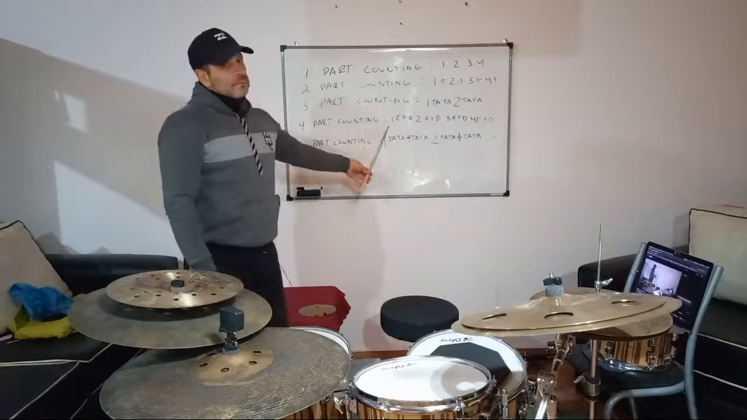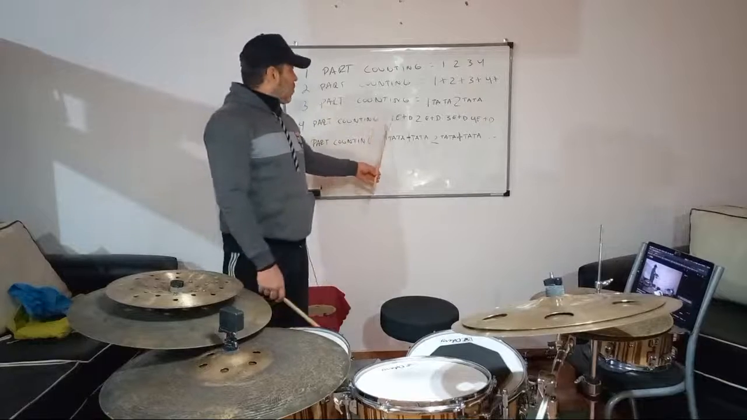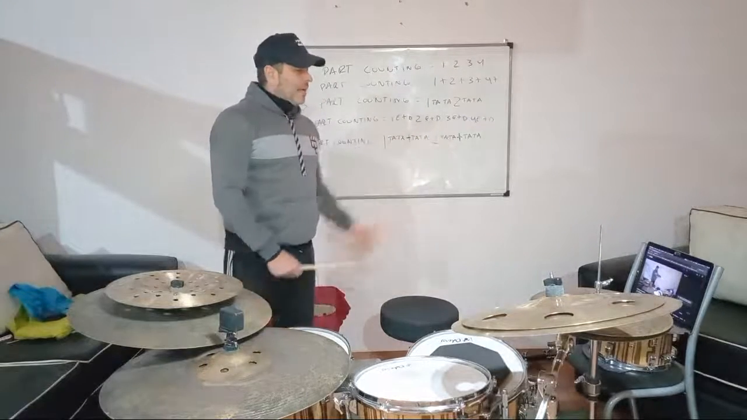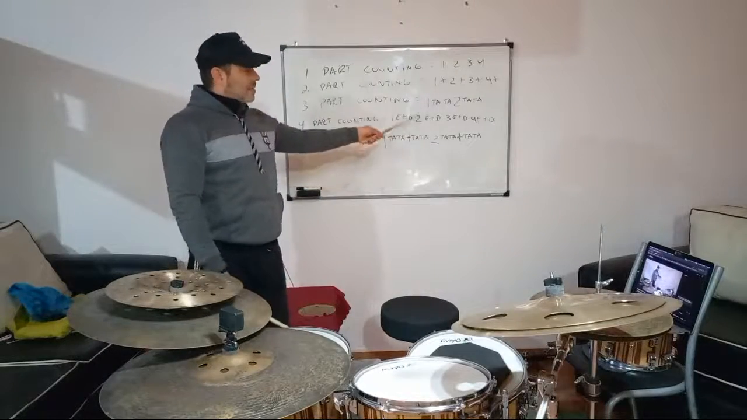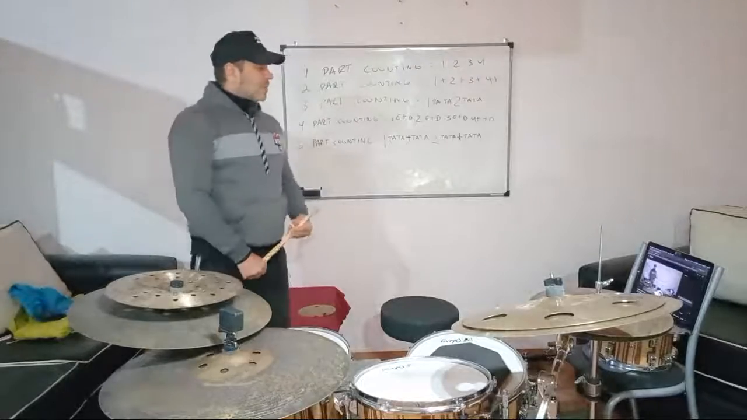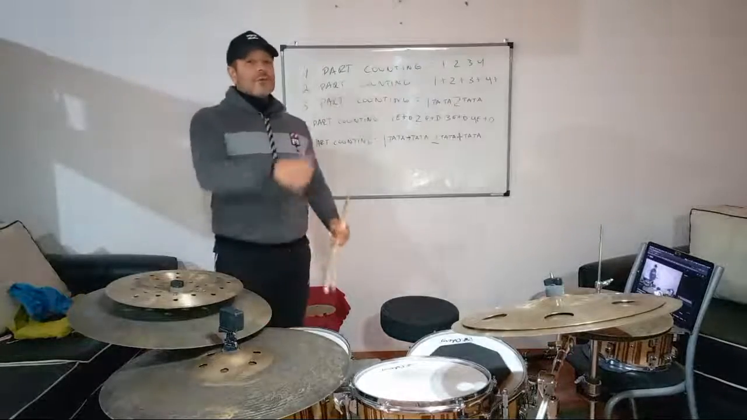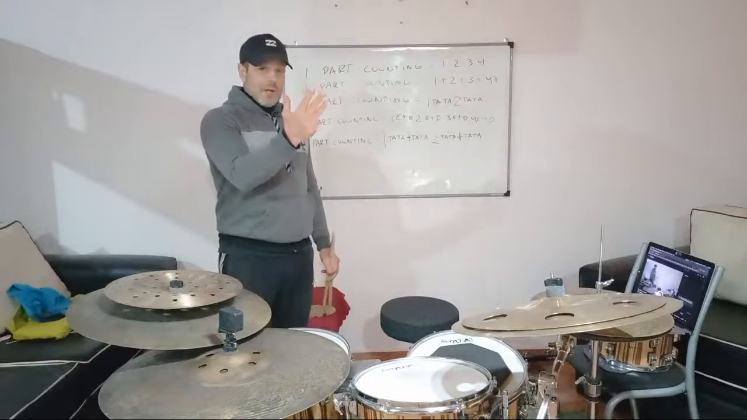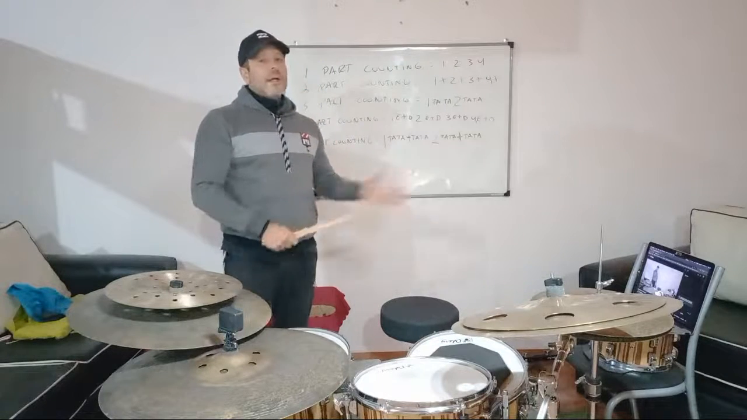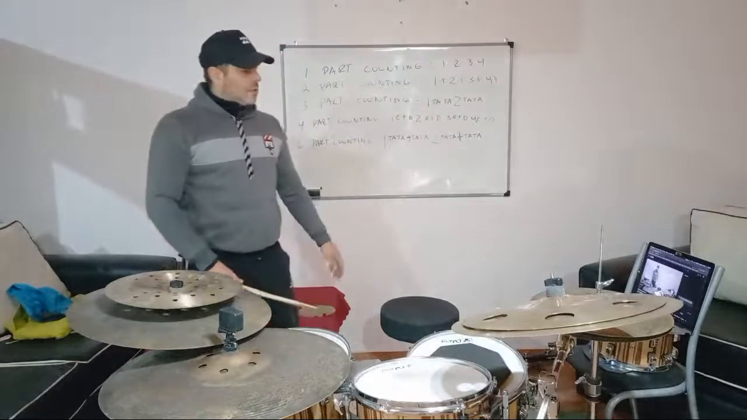4-part counting. We all know it. 1 e and a, 2 e and a, 3 e and a, 4 e and a. I don't know if you can see these numbers here on the board, but I hope you can. That is 4-part counting: 4 vocalizations, counting the pulse and vocalizations in between each pulse.